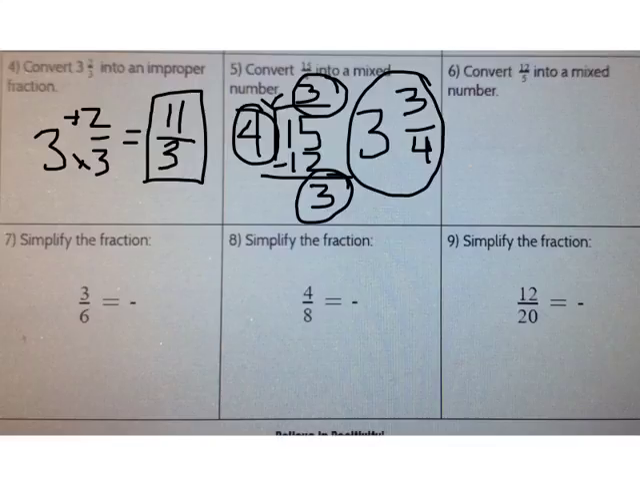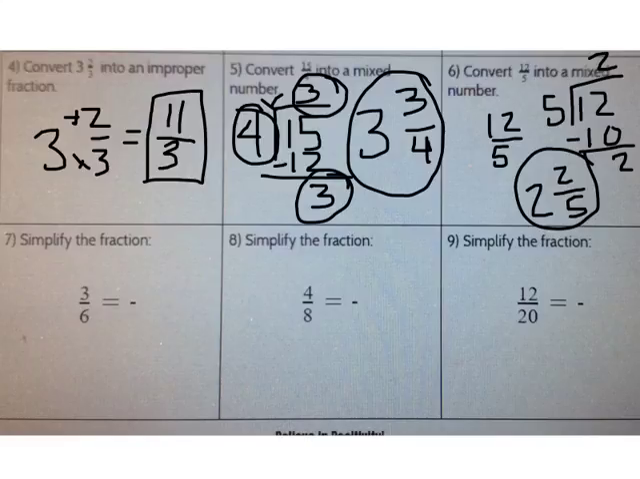Now you try one. Write 12 over 5 as a mixed number. When 12 over 5 is written as a mixed number, the answer is 2 2/5.